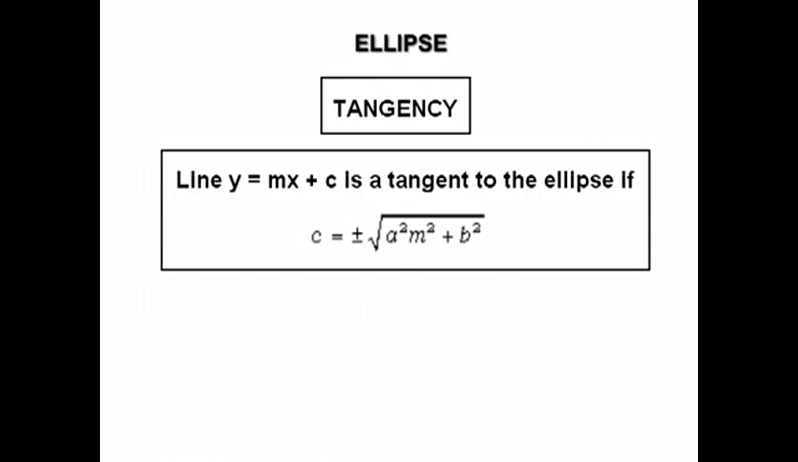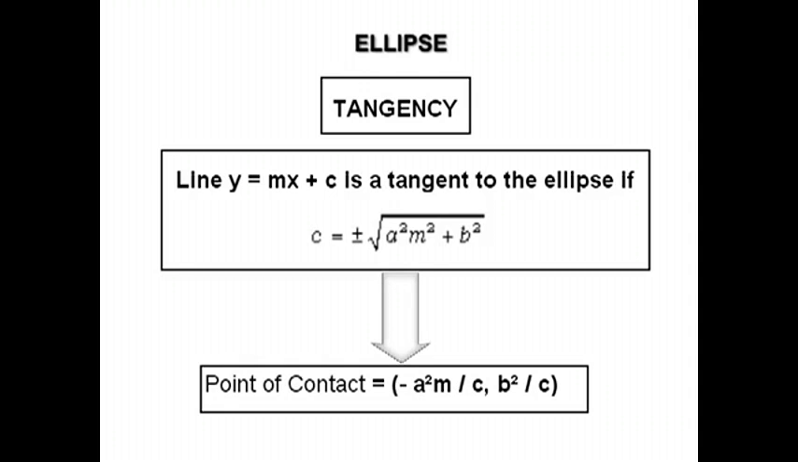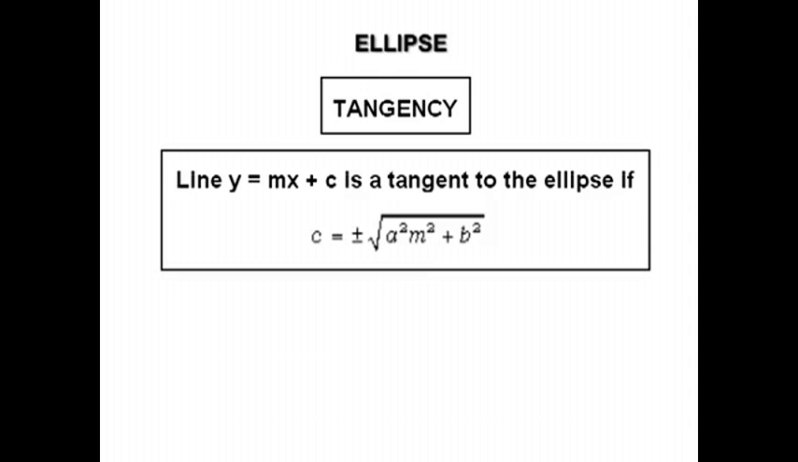The line y equal to mx plus c is tangent to the ellipse if c equal to plus minus root of a square m square plus b square. If this condition is satisfied, then the point of contact is (minus a square m upon c, b square upon c). Thus, there are two tangents having slope m to the ellipse. Their equations are y equal to mx plus minus root of a square m square plus b square.